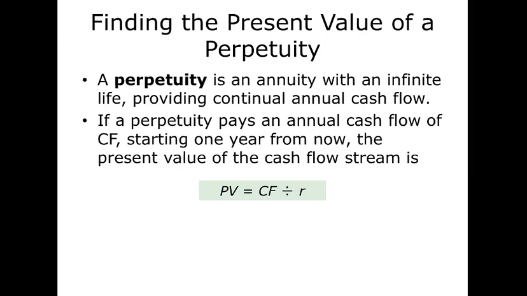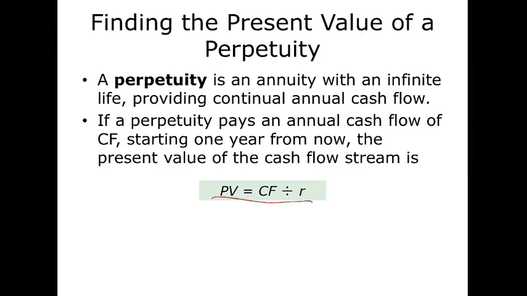So in the home mortgage example, the future value of the annuity was 0. Or if we're trying to accumulate X amount of dollars at some point in the future, that would be the future amount. With a perpetuity, we assume that the cash flows go on indefinitely, forever, so we do not have a future value. If a perpetuity pays an annual cash flow of CF, starting 1 year from now, the present value of the cash flow stream is simply the cash flow divided by the discount rate.